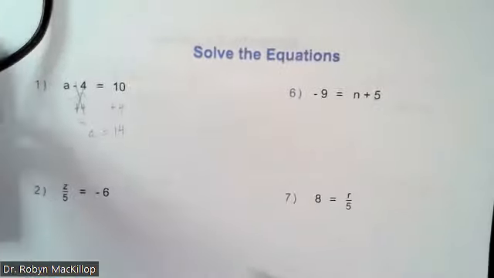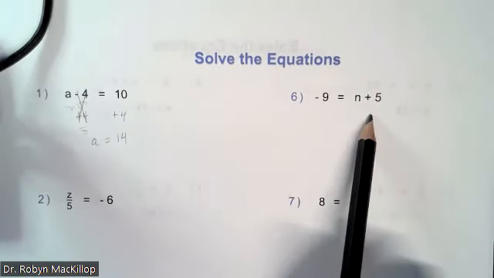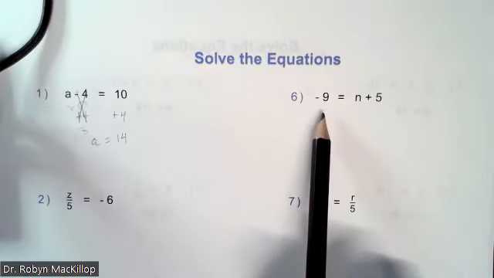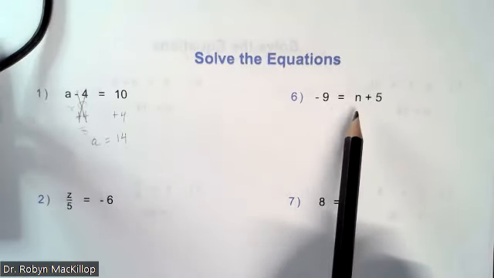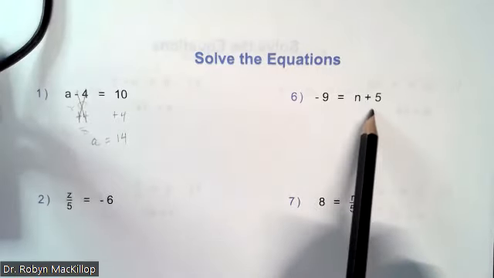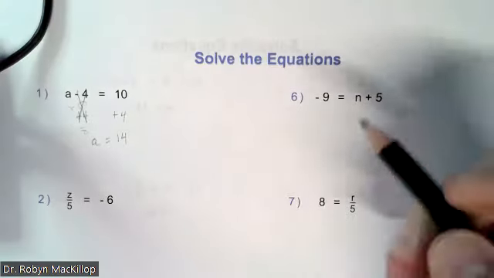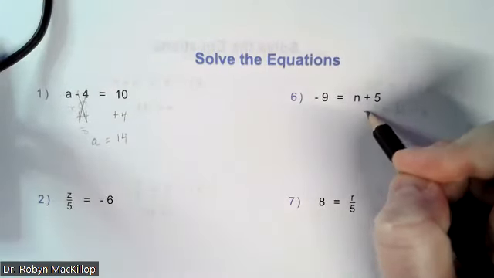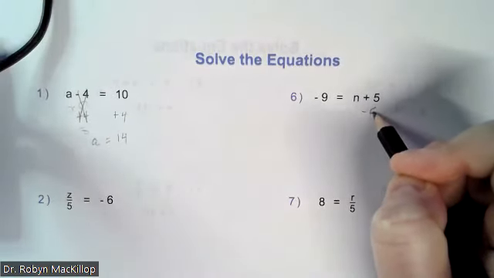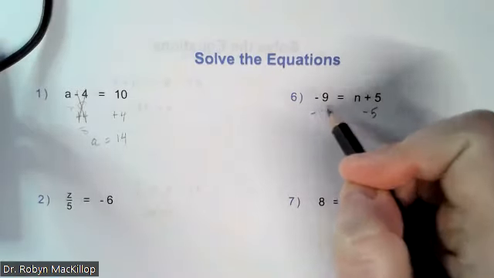Let's try another one. Let's try number 6. Again, we've got a variable and a number on one side of the equal sign and a number on the other. We want a single variable and a single number. That means we need to get rid of this 5. We're going to take it away because we want to zero it out. So -5. And that means we do the exact same thing over here.